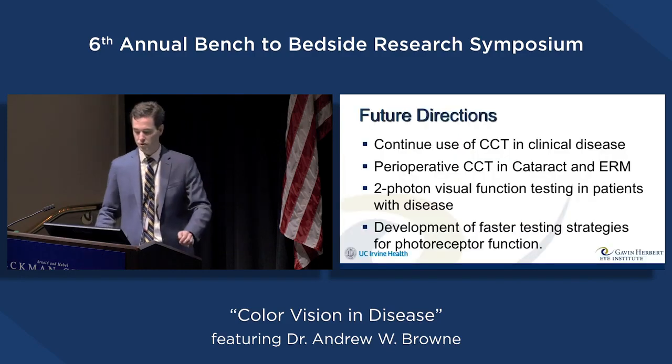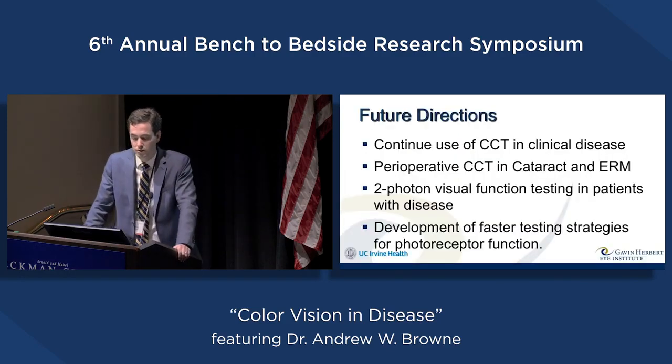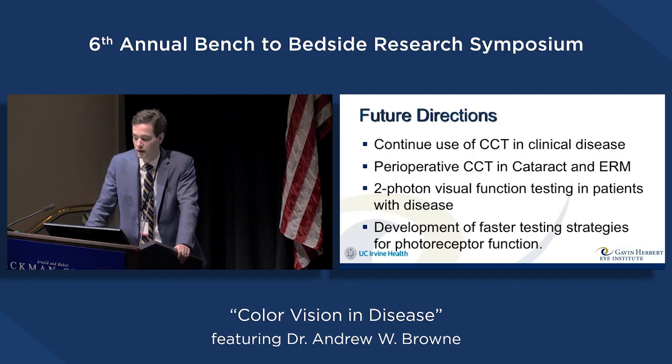In terms of future directions, we do plan to continue to use cone contrast thresholding in clinical disease and also in perioperative testing for cataract and epiretinal membrane surgery. The 2-photon visual function testing in patients with disease will be starting this summer. We're recruiting patients from throughout our clinic with many different types of diseases. We're also hoping to develop faster testing strategies for evaluating color vision, because I believe it is something important that we shouldn't be ignoring in our routine clinical care.